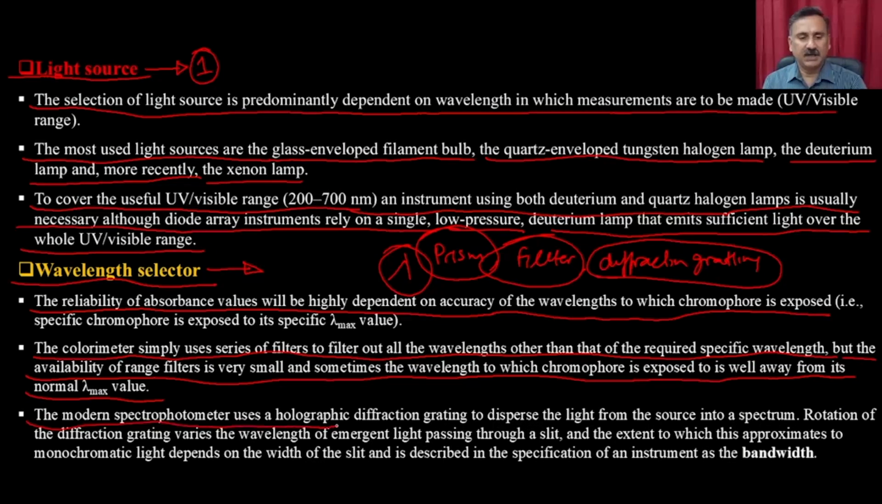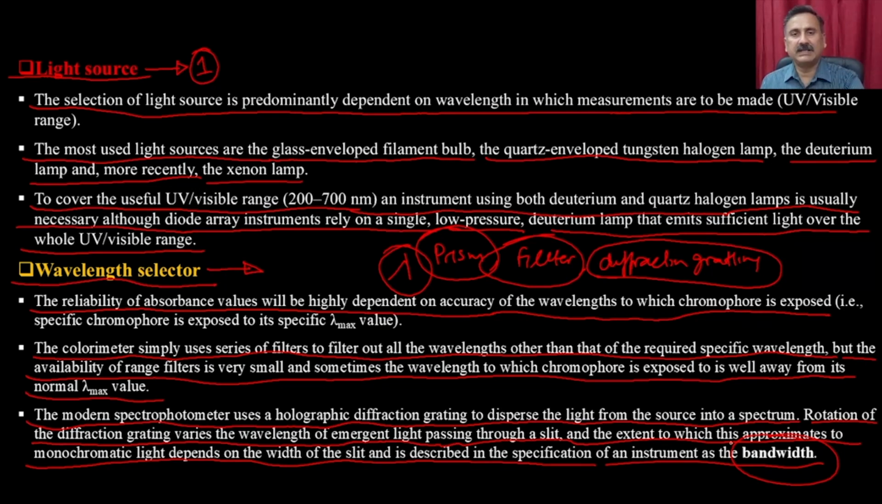And if you are going to have multiple wavelengths, it's going to affect the final absorbance phenomena. The modern spectrophotometer uses a holographic diffraction grating to disperse the light from the source into a spectrum. Rotation of the diffraction grating varies the wavelength of the emergent light passing through a slit, and the extent to which this approximates a monochromatic light depends on the width of the slit, and it is described in the specification of the instrument as the bandwidth. So bandwidth is the deviation from the selected wavelength.